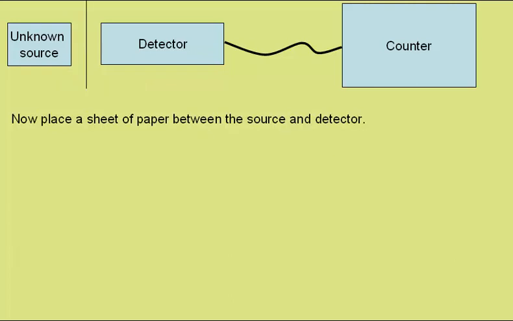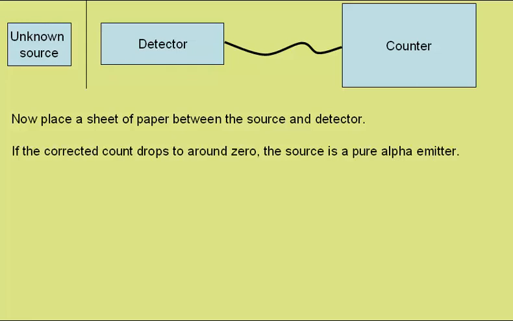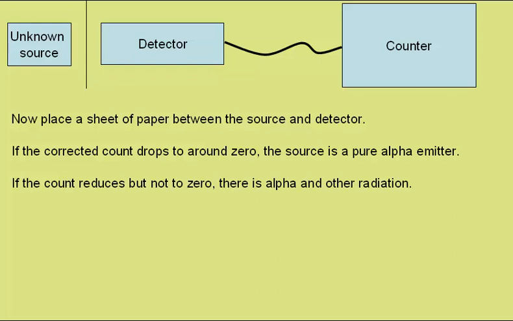Now we place a sheet of paper between the source and the detector. If the corrected count drops to around 0, the source is a pure alpha emitter. None of the radiation emitted can pass through the paper. If the count rate reduces, but not to 0, there is alpha present, but other radiation, maybe gamma and beta as well. If the count is not affected, that tells us there is no alpha radiation present.